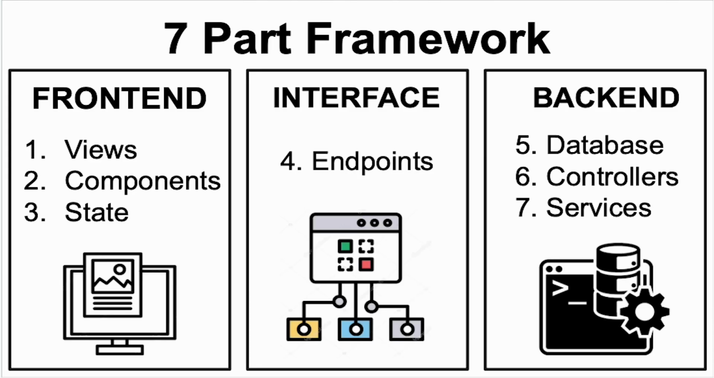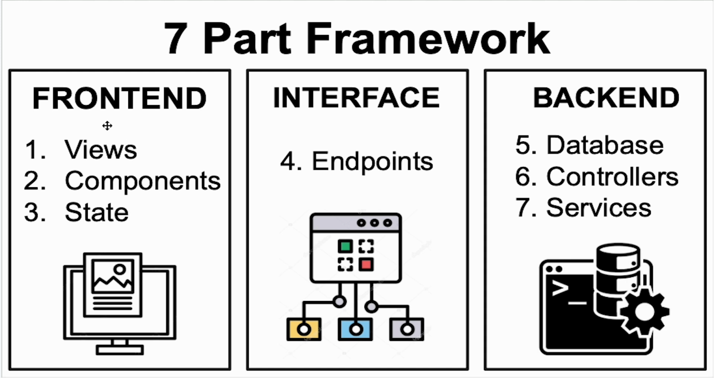This is the 7-part framework I use when building applications. You can copy this, take a screenshot. This is the same roadmap we're going to use in this video. It has 3 main parts: front end, interface, and back end. I start with the front end because in my real world experience, the front end side of the application is finished first, then the back end side.